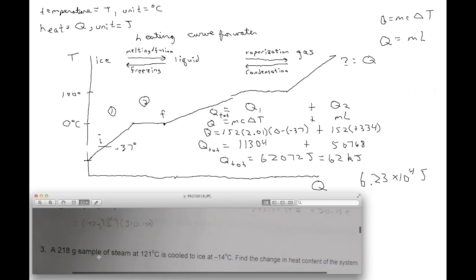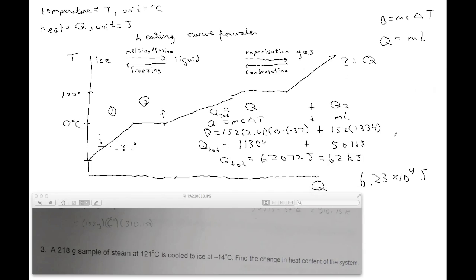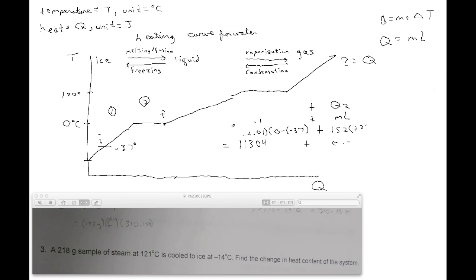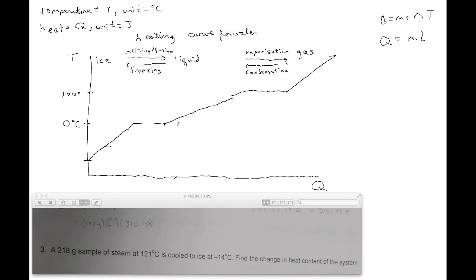So let's try number 3. A 218 gram sample of steam at 121 degrees Celsius is cooled to ice at negative 14 degrees. Find the change in heat. So let's see, it goes from 121 to negative 14. They're looking for Q, and it's going to be a negative number because we're losing heat.